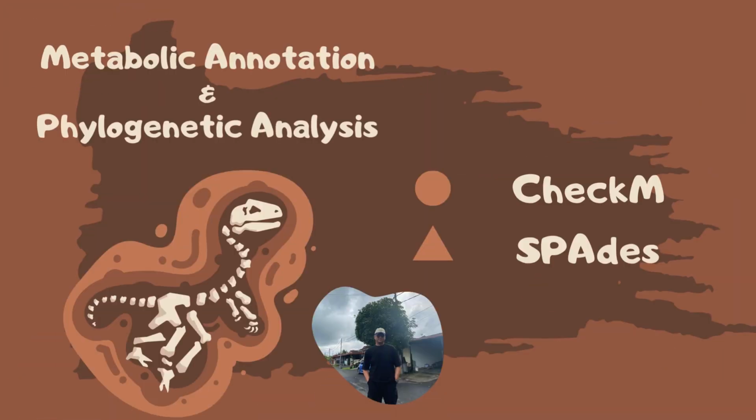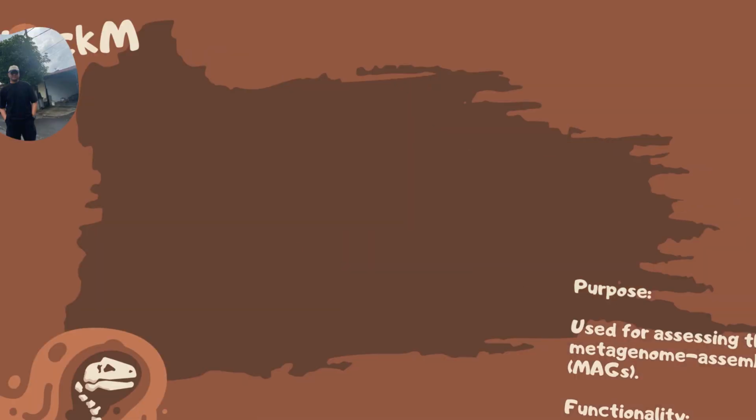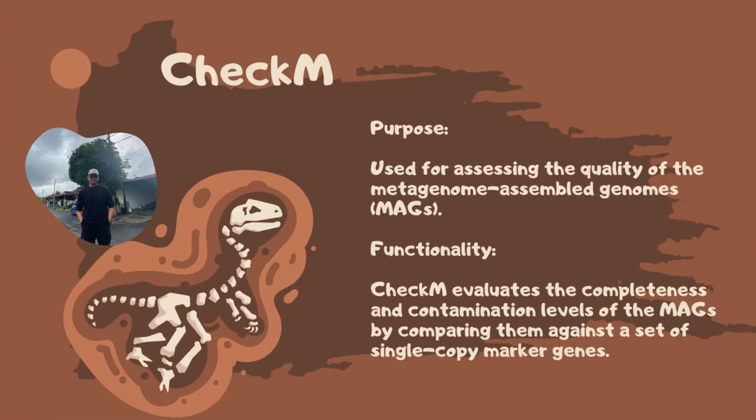Furthermore, for metabolic annotation and phylogenetic analysis, there are 2 tools that are used. First is CheckM and second is SPAdes. The first one, CheckM, is used for assessing the quality of metagenome assembled genomes. CheckM evaluates the completeness and contamination level of the MAGs by comparing them against a set of single copy marker genes.